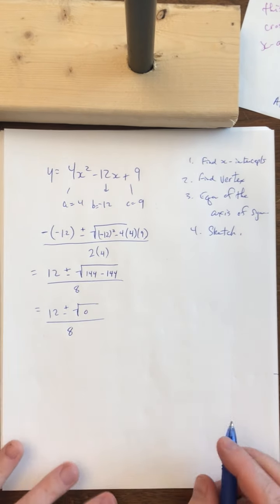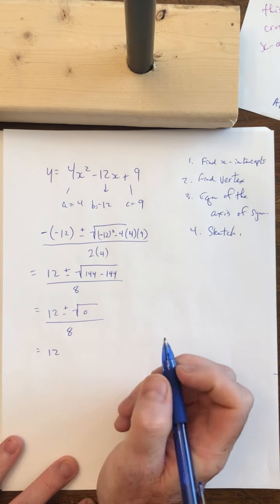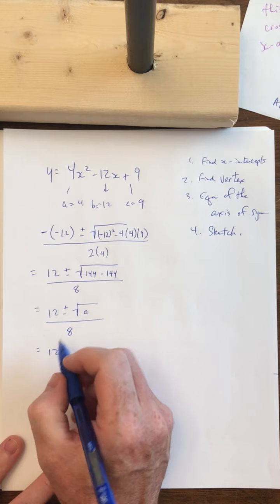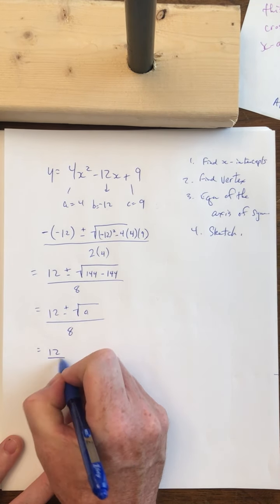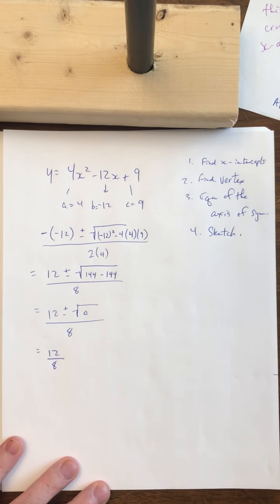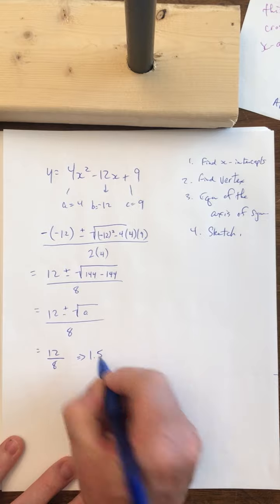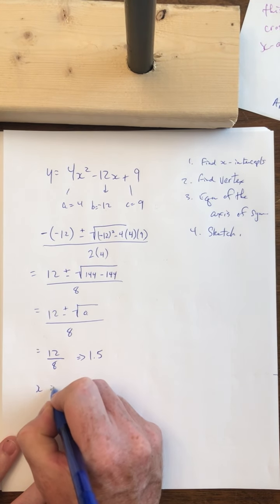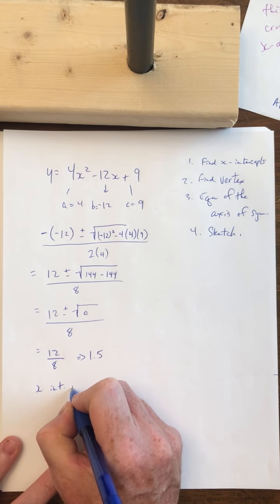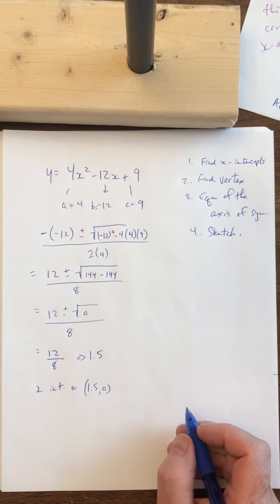So 12 plus or minus the root of 0 over 8. So our roots are, we only have, in this case, one root. So we have 12 over 8. And if we were to graph that, that of course would be equal to 1.5. So we know our x-intercept here equals 1.5 and 0.